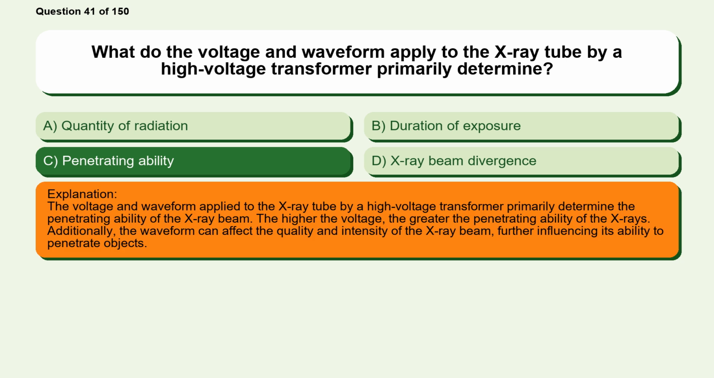The voltage and waveform applied to the X-ray tube by a high-voltage transformer primarily determine the penetrating ability of the X-ray beam. The higher the voltage, the greater the penetrating ability of the X-rays. Additionally, the waveform can affect the quality and intensity of the X-ray beam, further influencing its ability to penetrate objects.